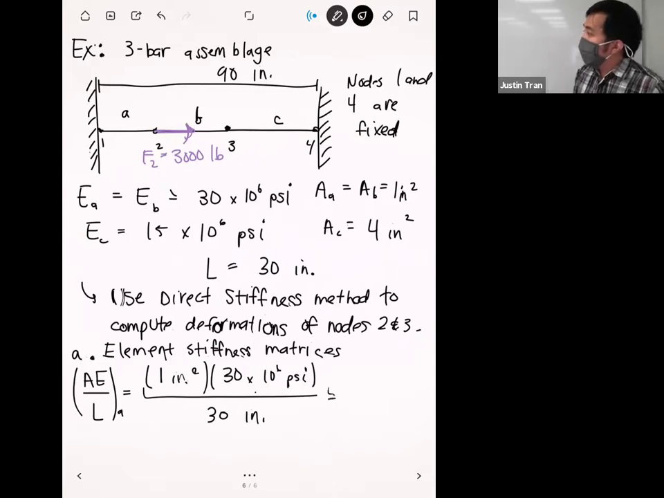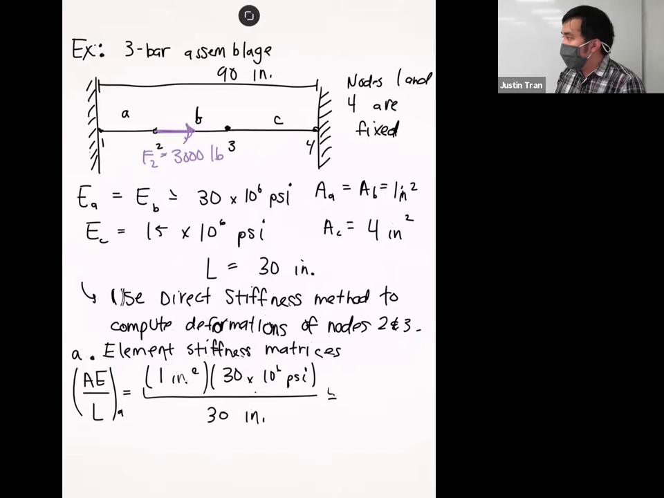Before I compute this, I just want to make a comment to be careful with your units here. For this example, all the units are the same. All of our lengths are in inches and all of our forces are in pounds, so we don't have to do any conversions. But when you're doing homework problems or other problems, make sure that everything is in a consistent set of units. Here we don't have to worry about it, but just be careful.